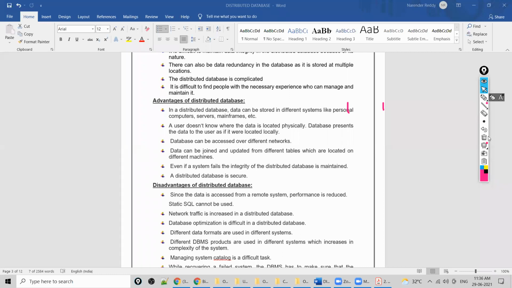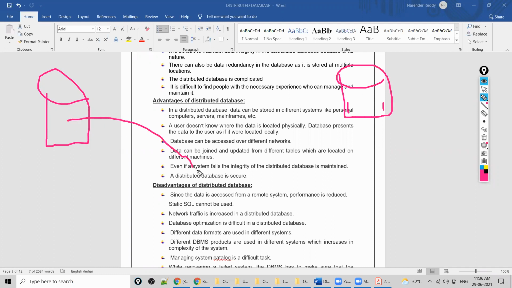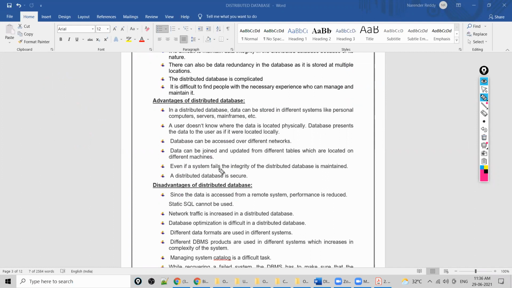For example, you can see here one database is there. From this database we will get some data, and from this database we will get some data. Both data can be joined. Data can be joined and updated from different tables which are located on different machines. We can join and update different tables' data.